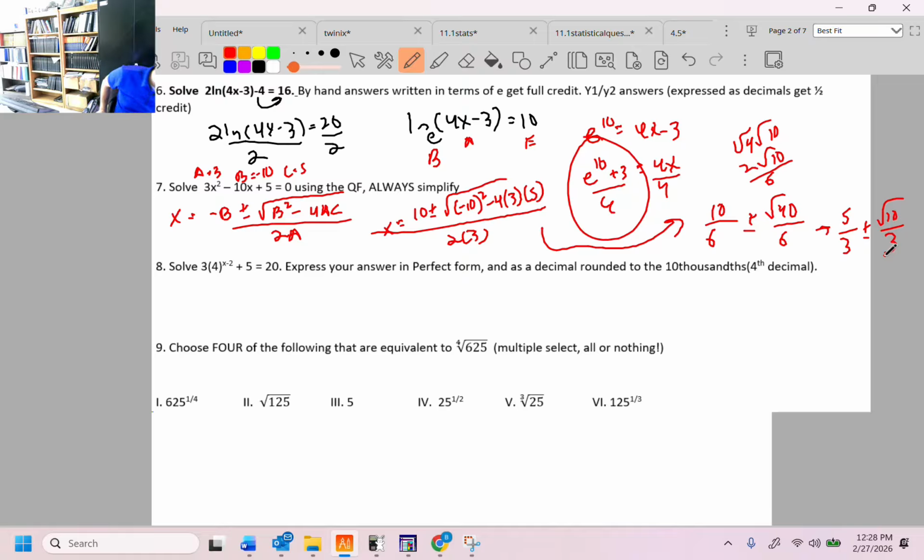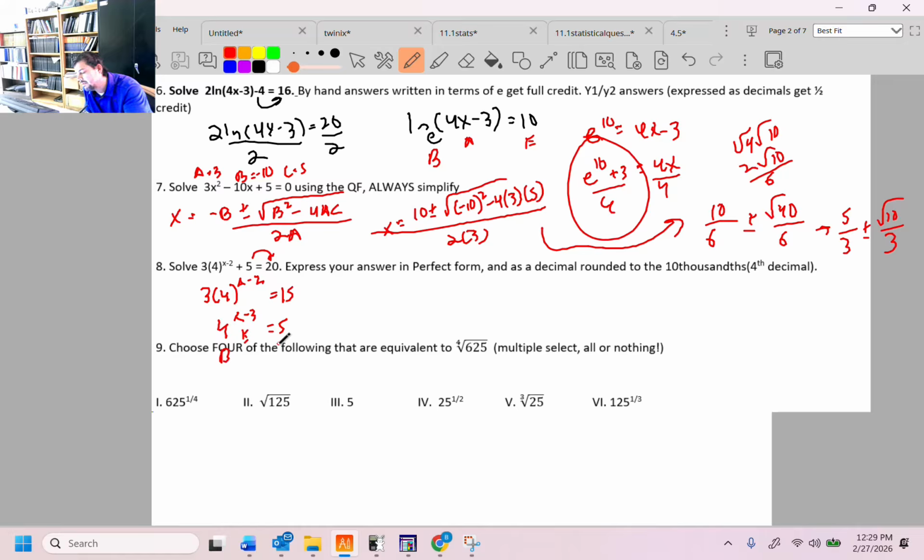Number 8, solve 3 times 4 to the x minus 2, plus 5 is 20. Express your answer in perfect form and as a decimal rounded to the 10,000th. So the easy thing you can do is subtract 5, right? Then you can divide by 3, right? And then you can log. You can make this thing a log.